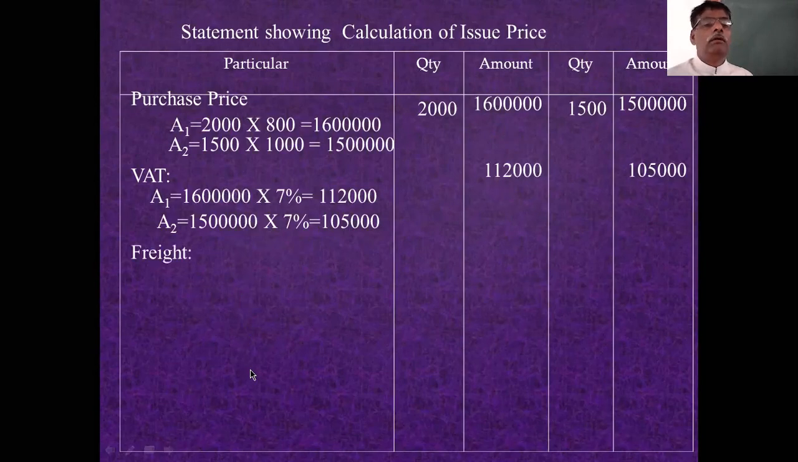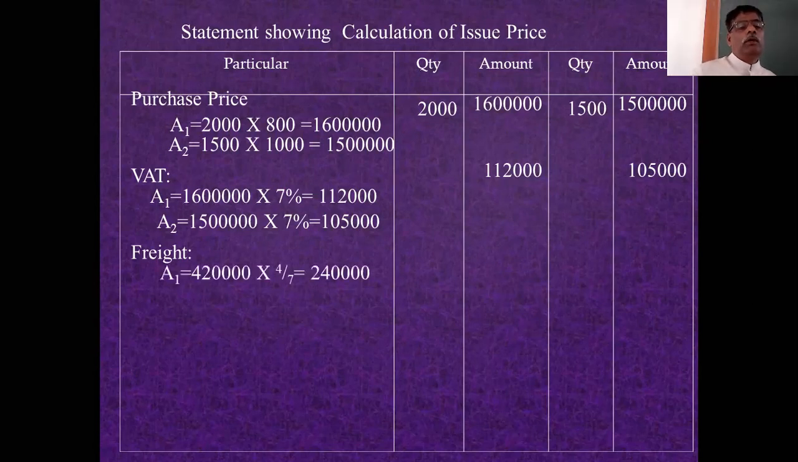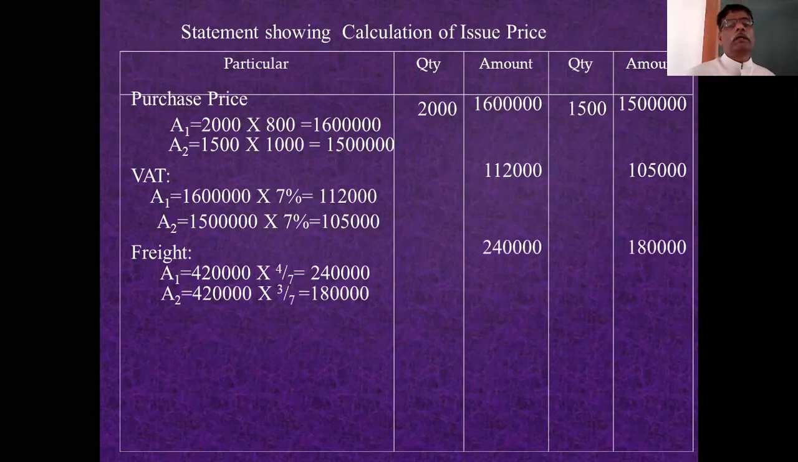Then next you take the freight. Freight is total 4,20,000. That 4,20,000 is to be allocated on the basis of quantity. Quantity ratio is 4:3. In the 4:3 you distribute 4,20,000 into 4 by 7, 2,40,000. And A2 is 4,20,000 into 3 by 7. It is 1,80,000. Then take in the amount column, first column, second column.